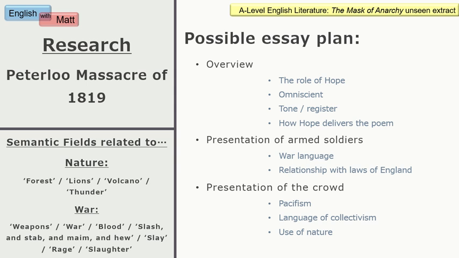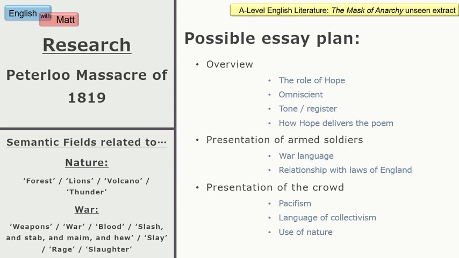At this point, for the purposes of studying and research, you might want to go and find out more about that now. Noticeably, and hopefully you notice this in the annotations, we have two main semantic fields, one which is to do with nature and the other which is to do with war.